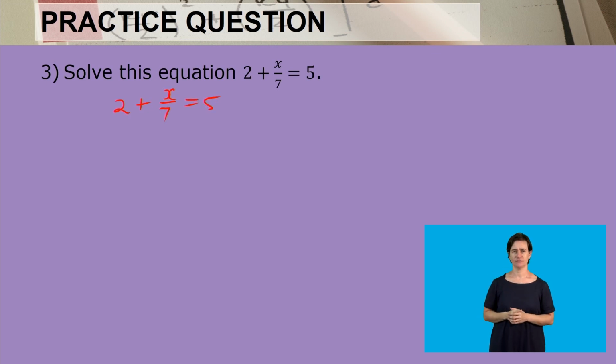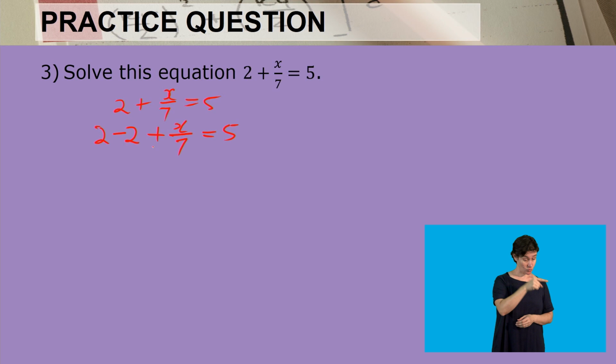We start by eliminating the constants. We've got 2 as a constant on the left and 5 on the right, but we need to find the value of x, and therefore we will eliminate 2 first. Because it is a positive 2, we need to add a negative 2. So it will be 2 minus 2 plus x divided by 7 equals 5.